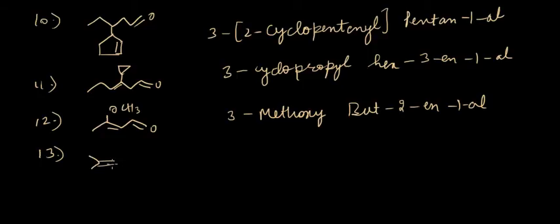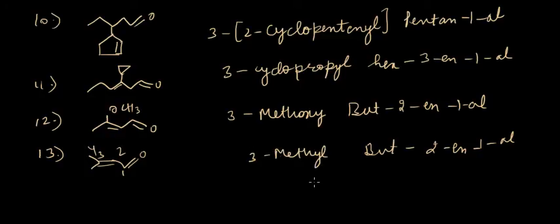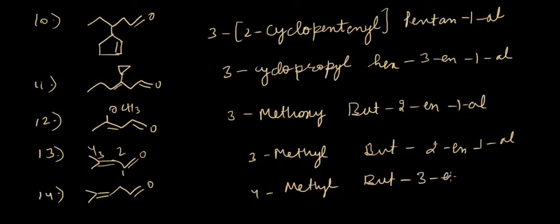Now coming to the last two examples, we have this compound. What would be the name of this? Let's select the longest chain here. 4 is the longest chain, so but. 1-al is confirmed, 2-en is also confirmed. Okay, and what is remaining? A methyl substituent group at the third position. The last example for the nomenclature of aldehydes is something like this. So select the longest chain, apply the same thing here. So 4-methylbut-3-en-1-al.